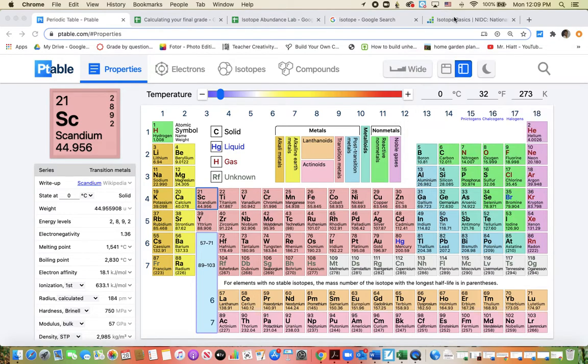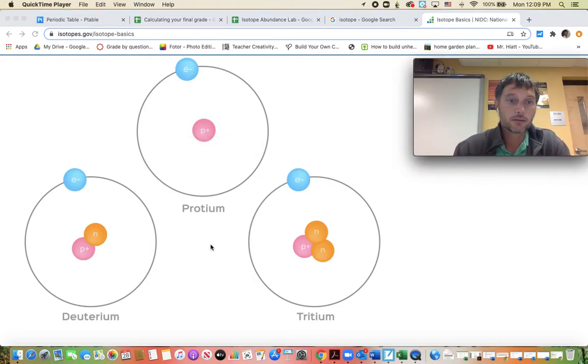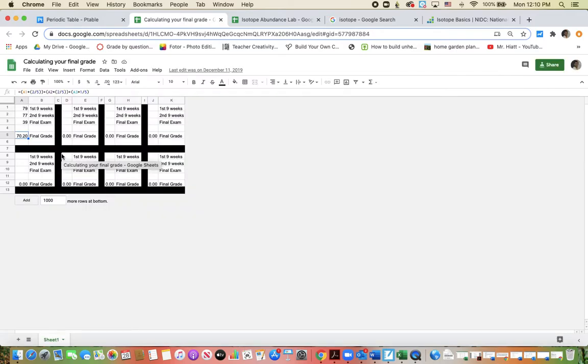Okay, so again, I just want to show you that picture of the three isotopes. I've got an example I'm going to show you here in just a minute using some fictional isotopes. But essentially what we're going to do is take the mass of this isotope and multiply it by the amount of these isotopes. It's a lot like when you calculate your final grade. Let me show you how that works.